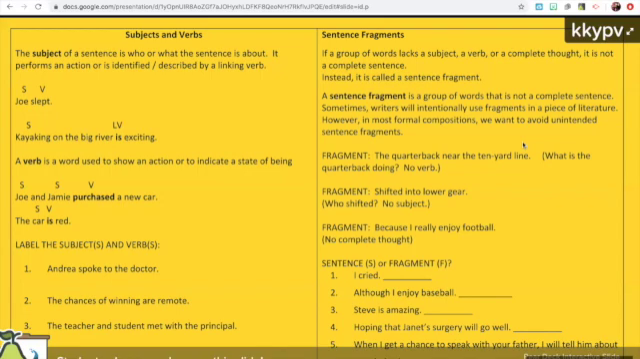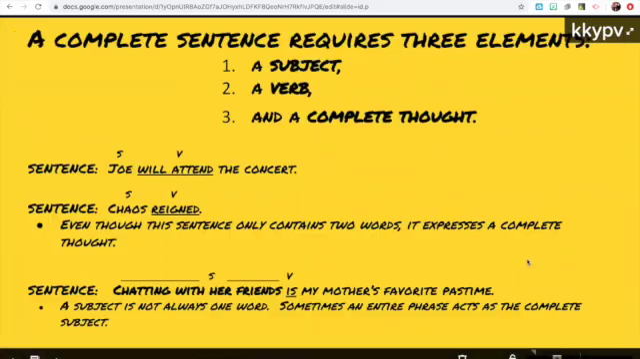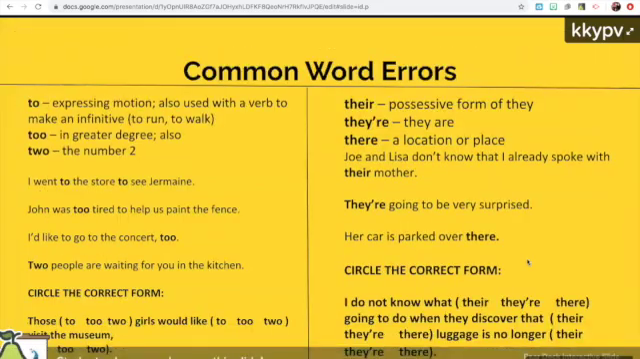Hoping that Janet's surgery will go well. Who's hoping that Janet's surgery will go well? Do we know? No. So that is a fragment. Oh, I'm sorry. I missed one. Oh my goodness.